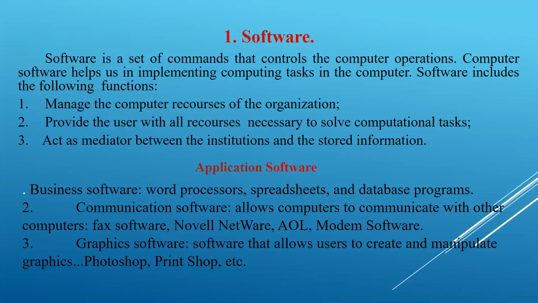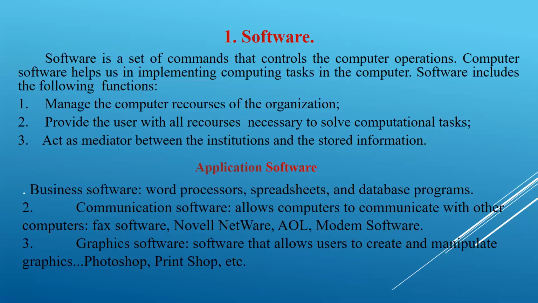What is software? Software is a set of commands that control the computer operations. Computer software helps us in implementing computing tasks in the computer. Software includes the following functions. First, manage the computer resources of the organization. Second, provide the user with all resources necessary to solve computational tasks. And third, act as a mediator between the institutions and the stored information.